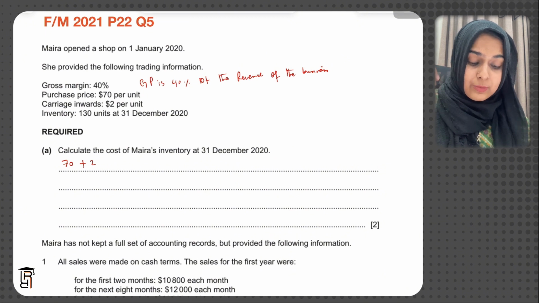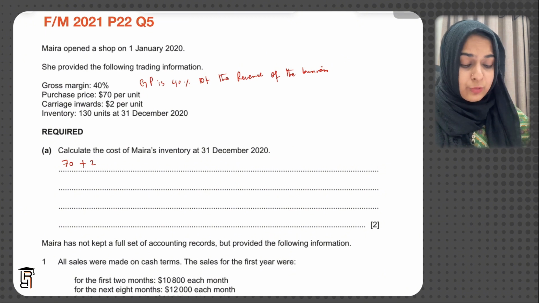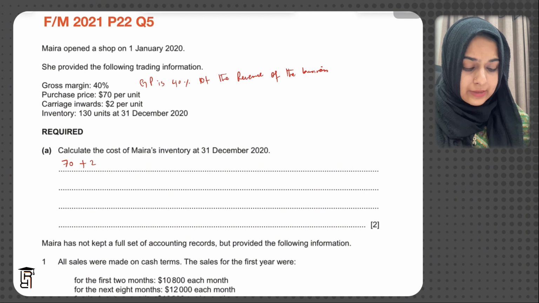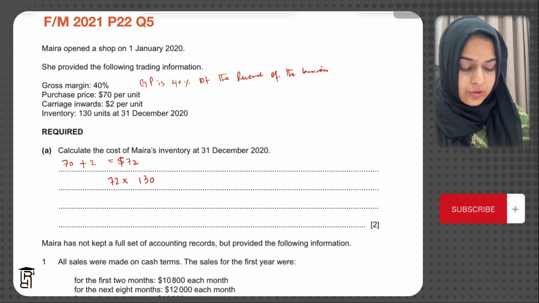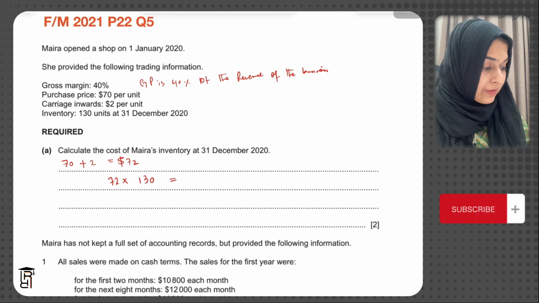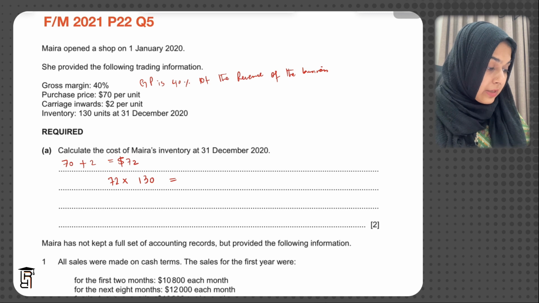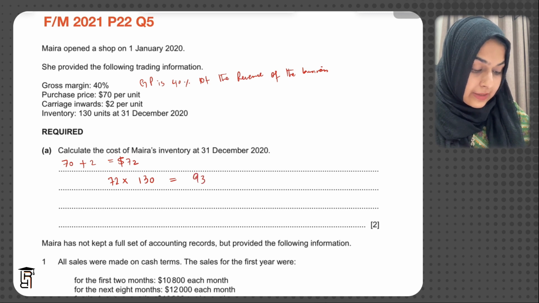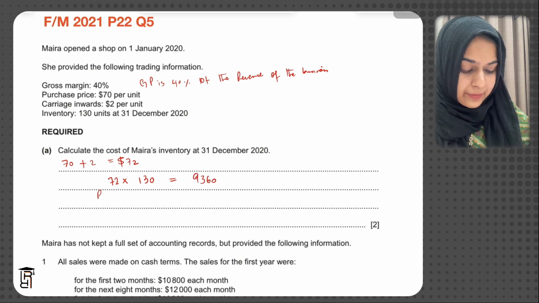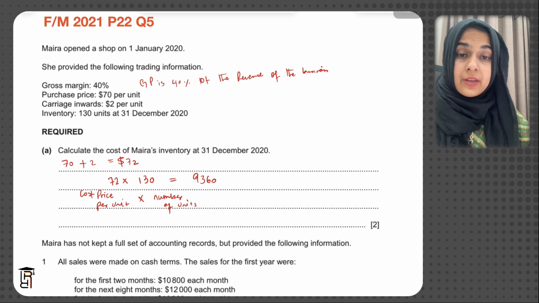So $72 is basically the total purchase price per unit. So 72 multiplied by 130 will be our cost of inventory at the end of the year. 72 multiplied by 130 is 9,360. So the formula that I have applied here is cost price per unit multiplied by number of units in inventory. So I got the cost of inventory at the end of the year.